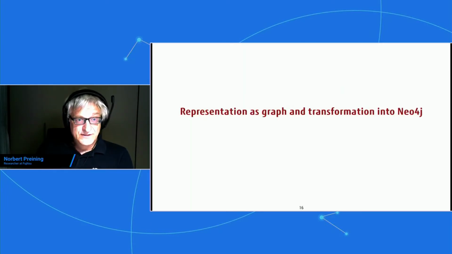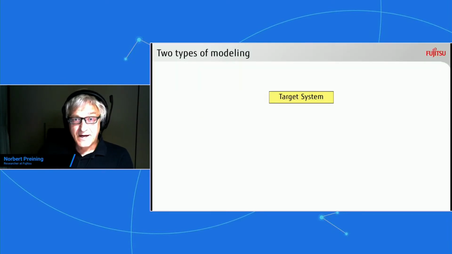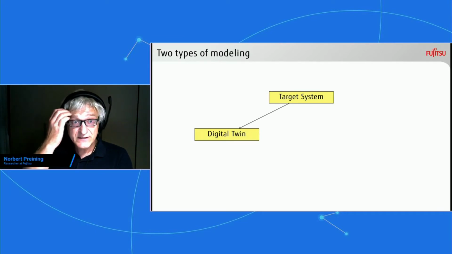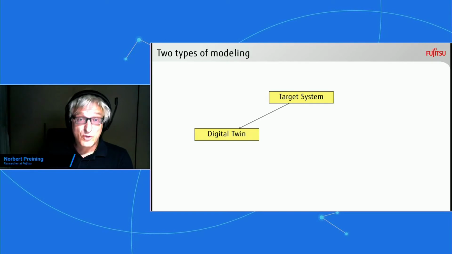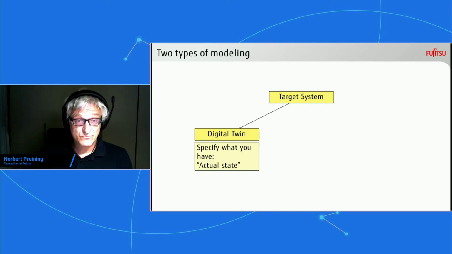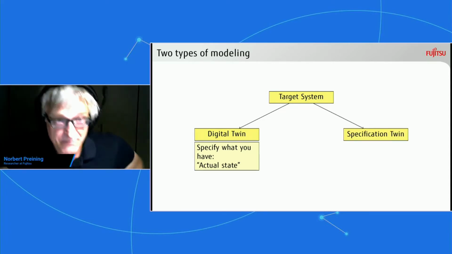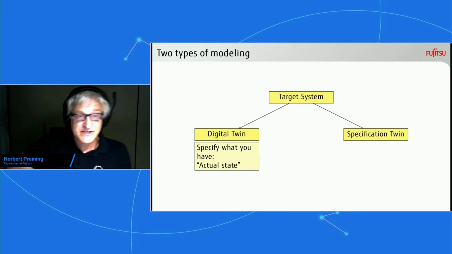So how to represent all this in a graph database and how to transform it? I mean, this is also an interesting question. What I was struggling with for quite some time is what kind of modeling I want to do, right? So for me, there are two types of modeling. One is the famous, what we often hear, digital twin, right? So you model what is there, you model the actual state, so how it is implemented, or so that all the processes can be mapped over. But there's also a different thing. I'm not aware of a better word for this. I call it the specification twin.